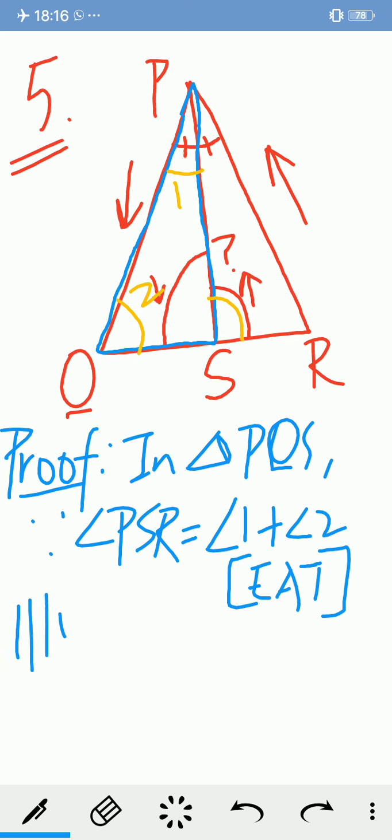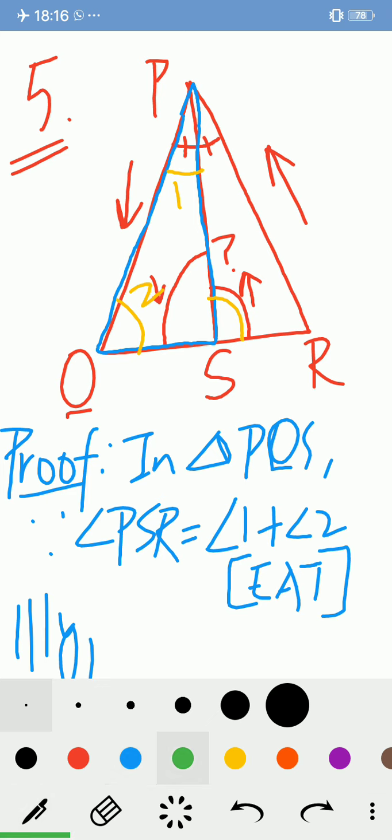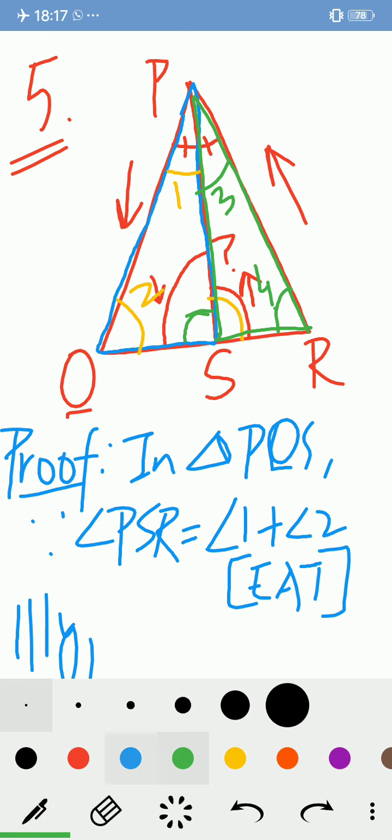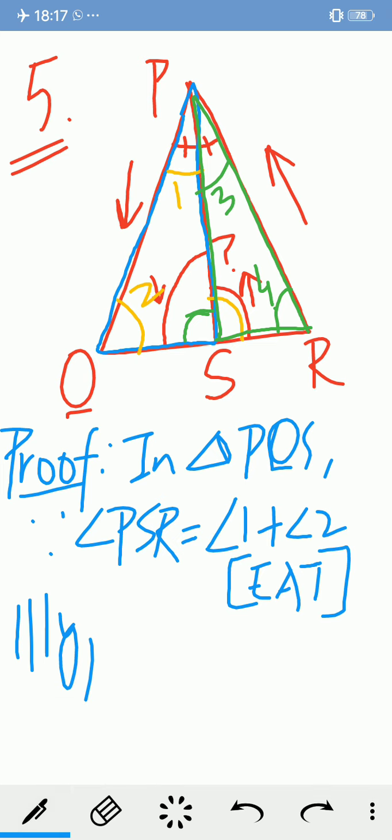Now similarly, if you consider this triangle, this green triangle which I showed by green, in this triangle what you observe, you have this angle equal to this angle plus this angle, again the exterior angle theorem. So you can name this as 3 and this as 4. Got it? So you can write similarly angle PSQ.